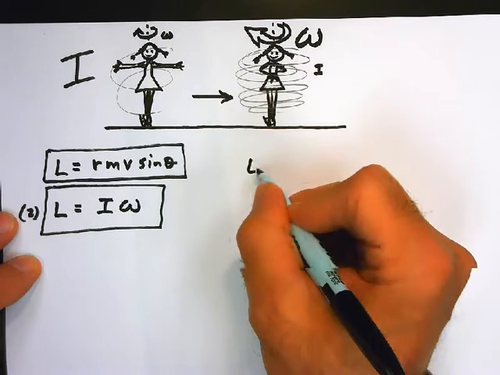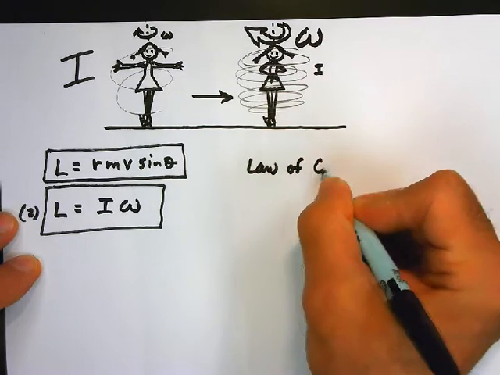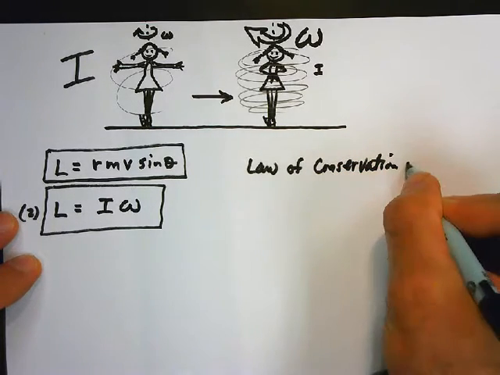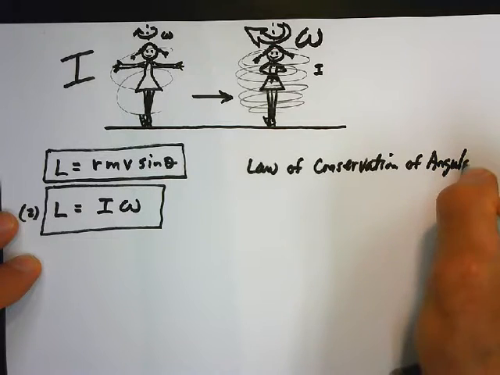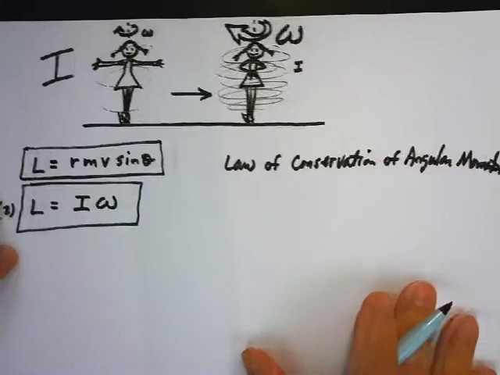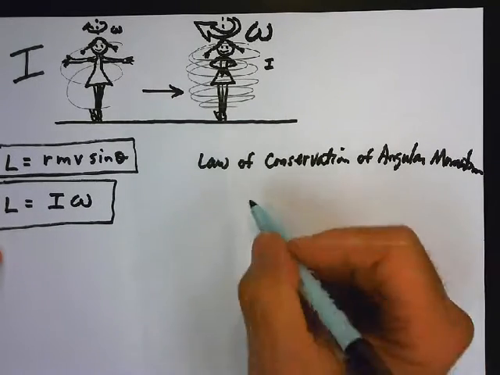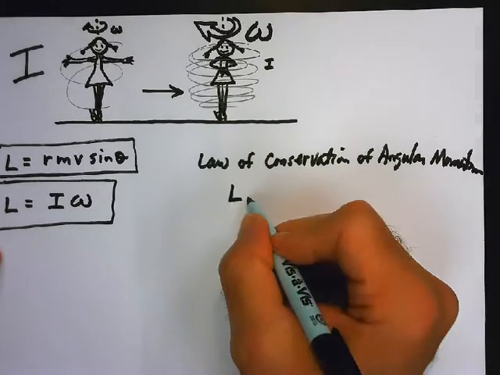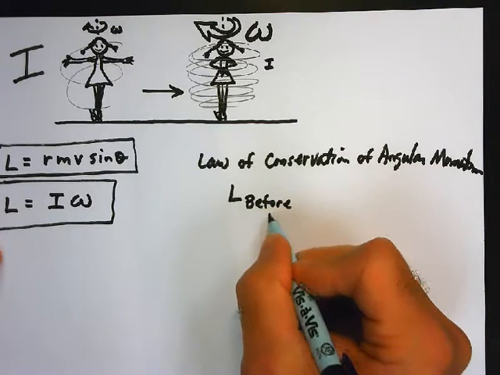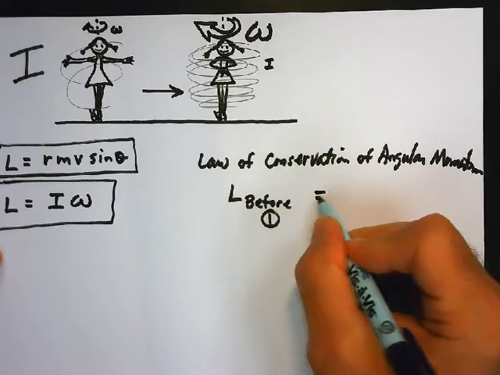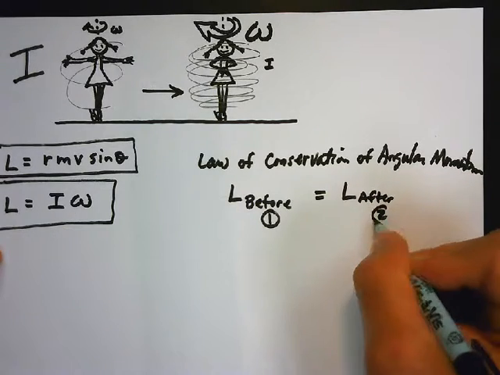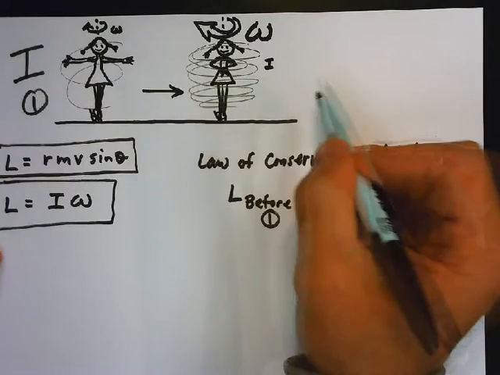Let's see how that works with the law of conservation of angular momentum. Okay? That means that we have the angular momentum before, let's say in position at point 1, that's going to be equal to the angular momentum after, which would be, say, at point 2. So this would be 1, this would be 2.